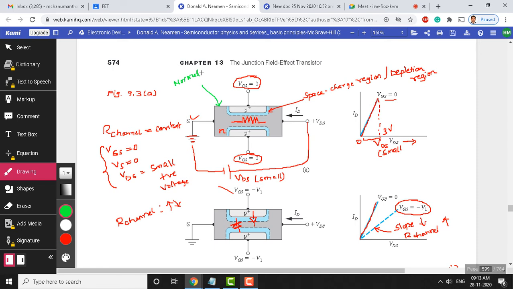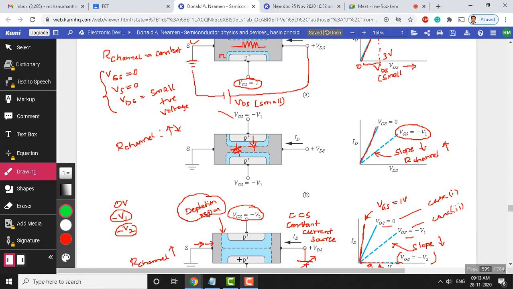It is not off, it is normally on. When you want to turn off this device, in the sense that even if you apply VDS the device should not conduct, you need to apply a large value of VGS here. So we have seen this for negative values of VGS.